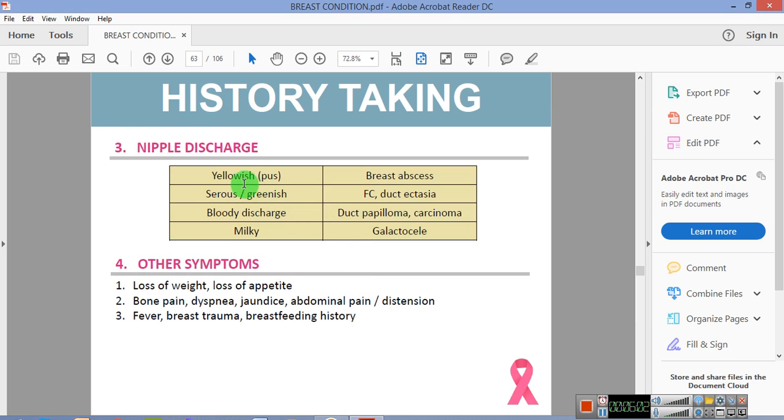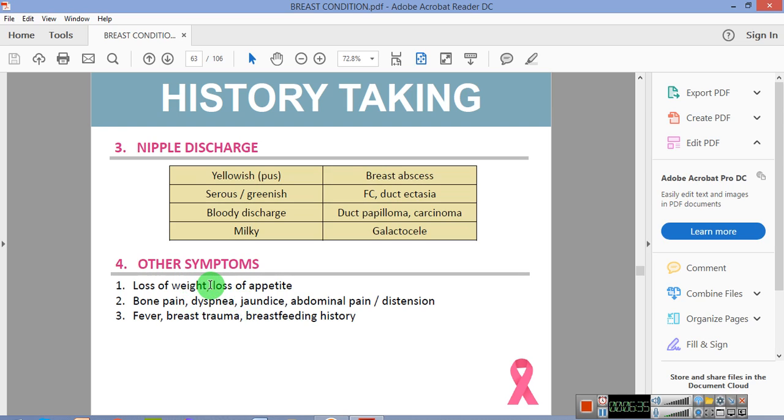Nipple discharge. What is the color of the nipple discharge? Yellowish with pus suggests breast abscess; serous or greenish suggests fibrocystic disease or duct ectasia. Bloody discharge suggests duct papilloma or carcinoma; milky suggests galactorrhea. Other symptoms: loss of weight, loss of appetite, bone pain, dyspnea.